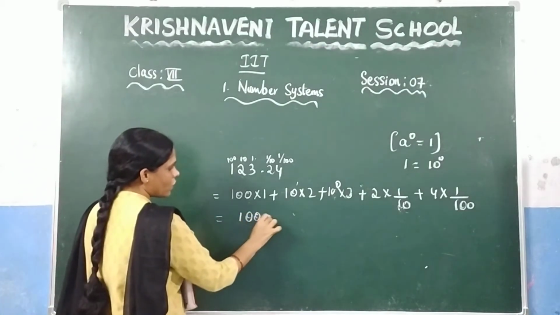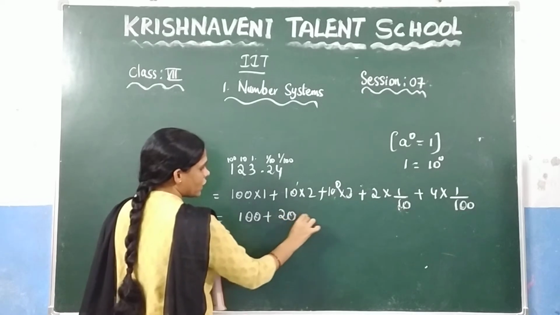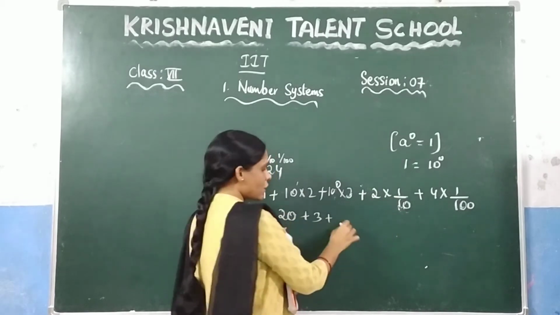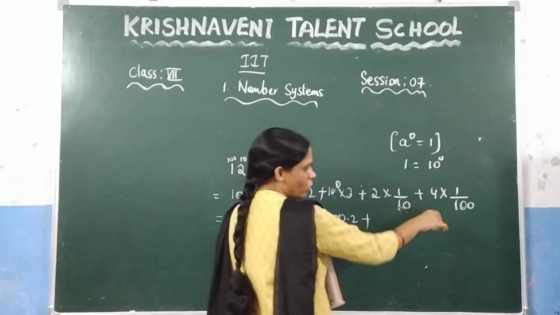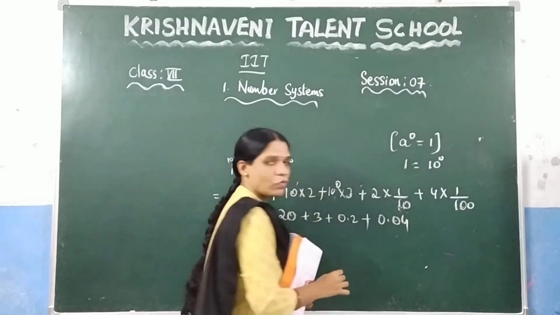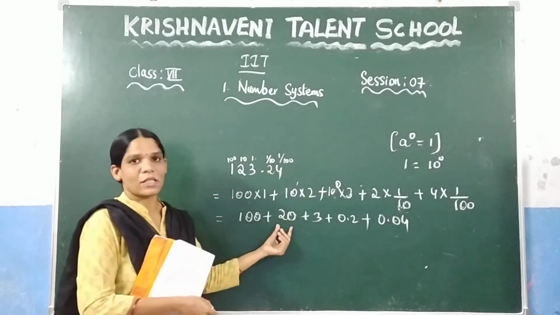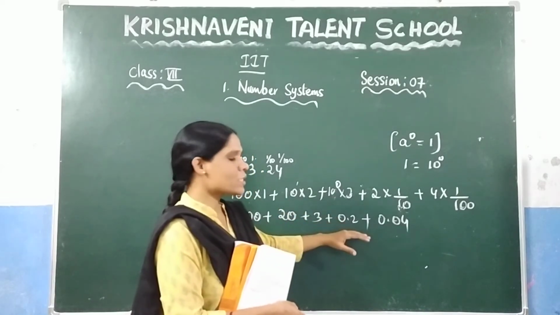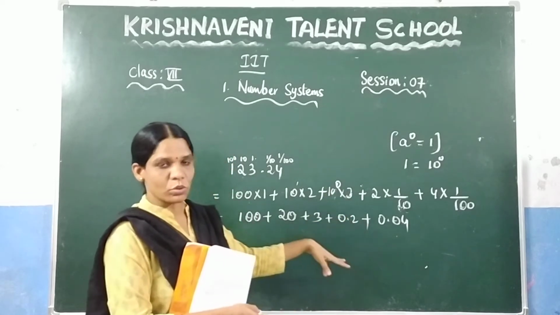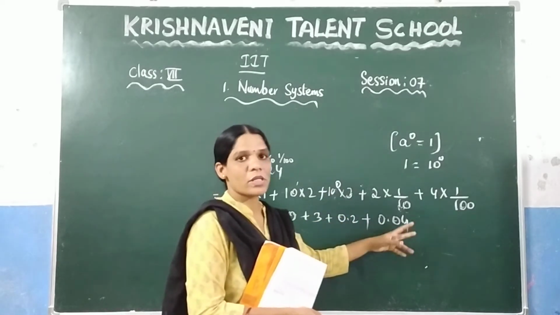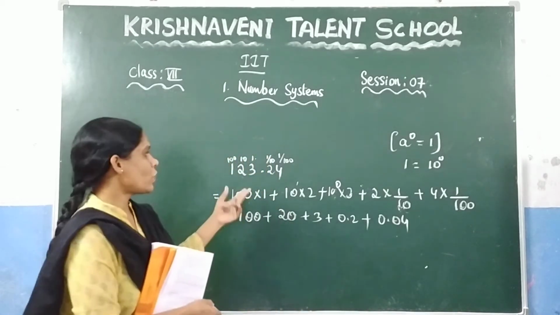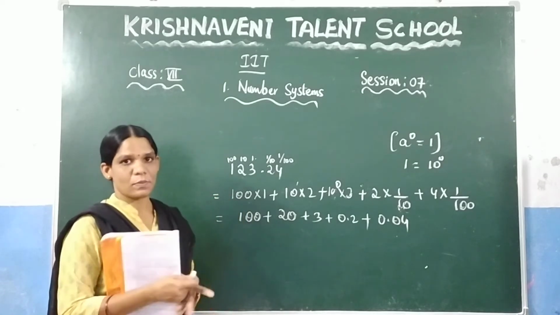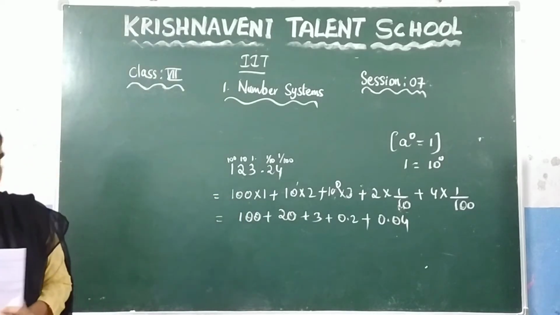100 into 1 gives you 100, 10 into 2 gives you 20, 3 into 1 is 3, and 2 by 10 is nothing but 0.2, and 4 by 100 is nothing but 0.04. So 100 plus 20 is 120, 120 plus 3 is 123, 123 plus 0.2 is 123.2, and 123.2 plus 0.04 gives 123.24. So we have expanded it. Like this you need to expand a decimal number. Let us see one more.